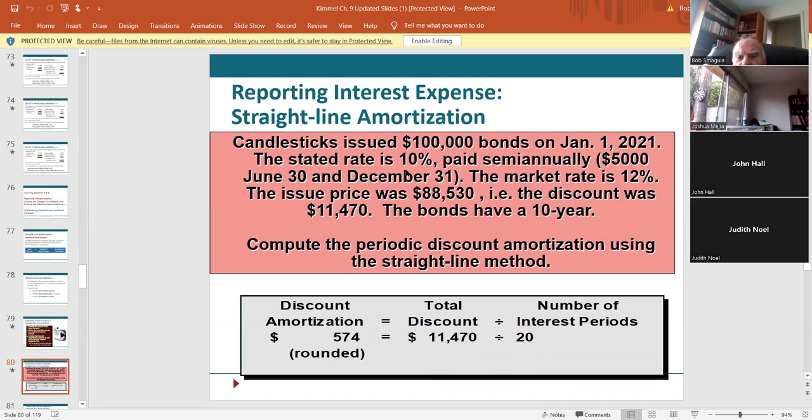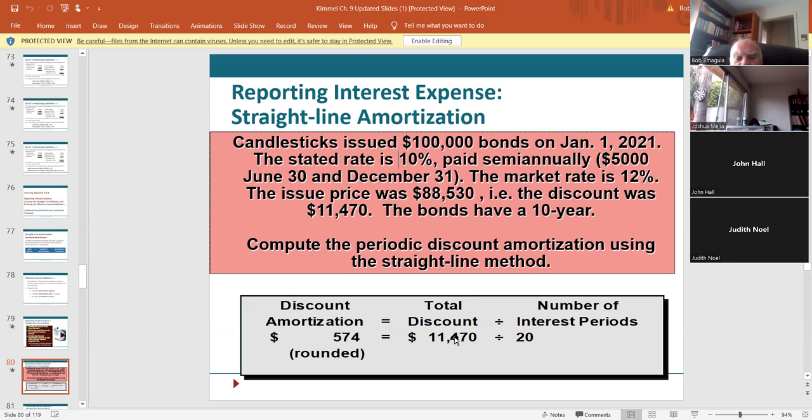Candlestick issued $100,000 bonds, okay? The stated rate is the coupon rate. That's the amount we're going to have to pay every year. So every year we have to pay $10,000 a year. And since it's paid twice a year, it'd be $5,000, okay? The market rate was 12. So if we're only paying 10, we are not going to get $100,000. In fact, the issue price was $88,530. The discount was $11,470. The bonds have a 10-year life, okay?